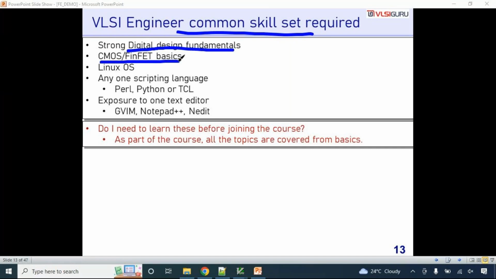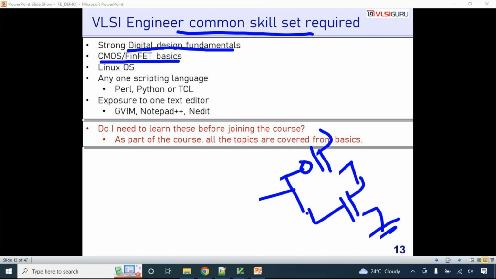What do I mean by that? I will ask you to draw a CMOS inverter. How do you draw it? PMOS, NMOS. This becomes a CMOS inverter, right? This level of basic knowledge is sufficient.